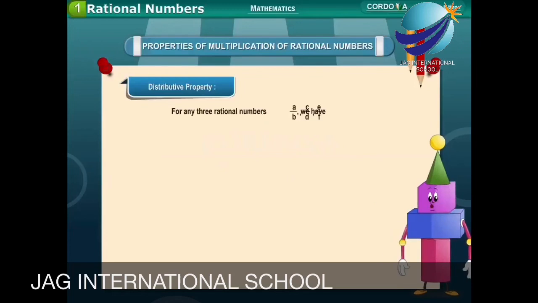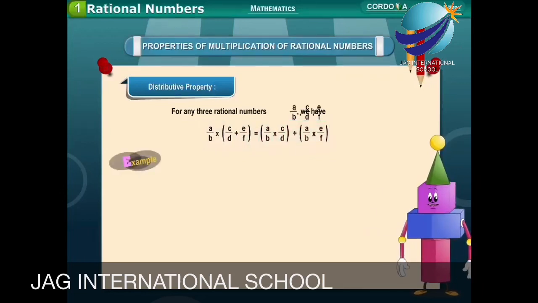For any three rational numbers a/b, c/d, e/f, we have a/b × (c/d + e/f) = a/b × c/d + a/b × e/f.